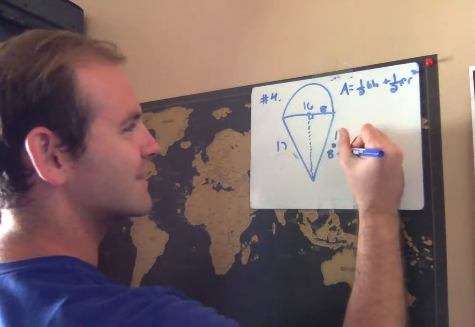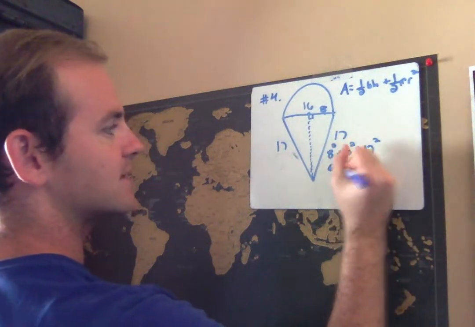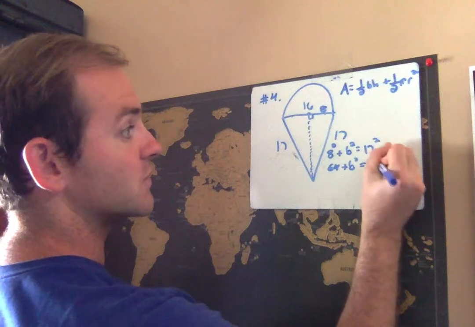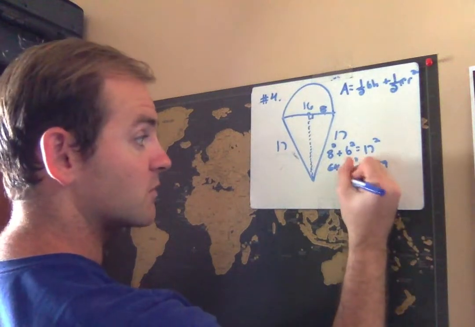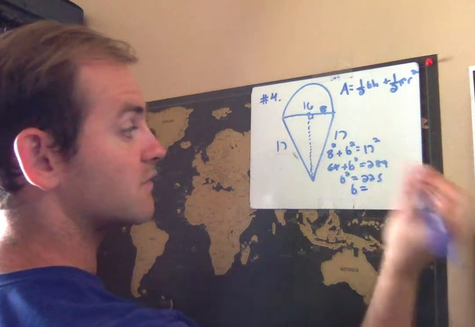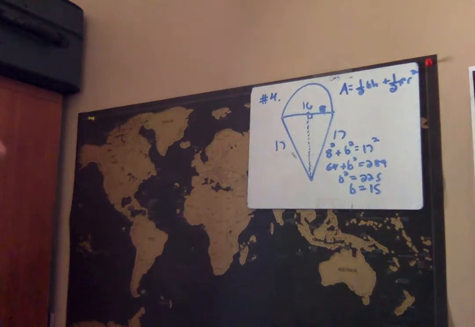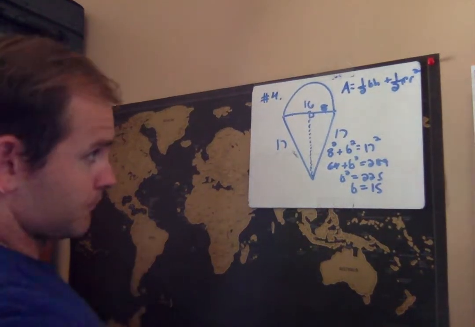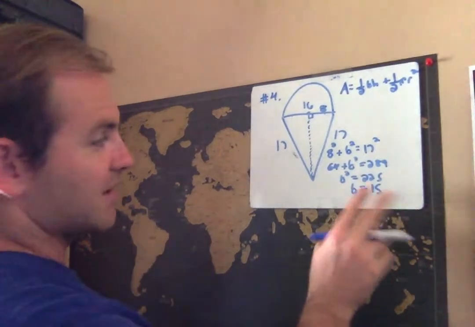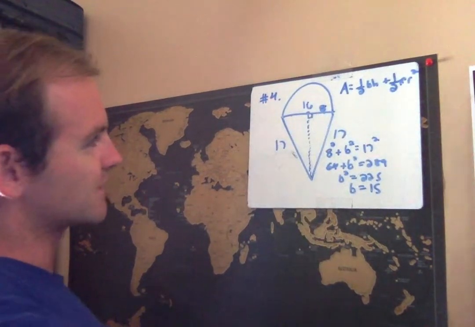So I'm going to say 8 squared plus b squared equals 17 squared. 64 plus b squared equals 289. Subtract 64 from both sides, and I get 225 equals b squared, and b equals 15. Right? So, when I say b, by the way, I'm not talking about base. I'm actually talking about the height. All right? I apologize if there's any confusion there.